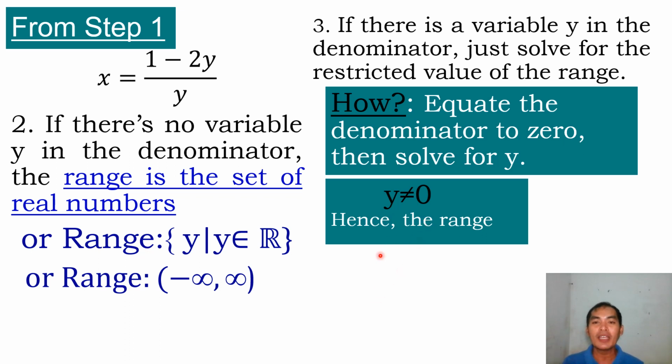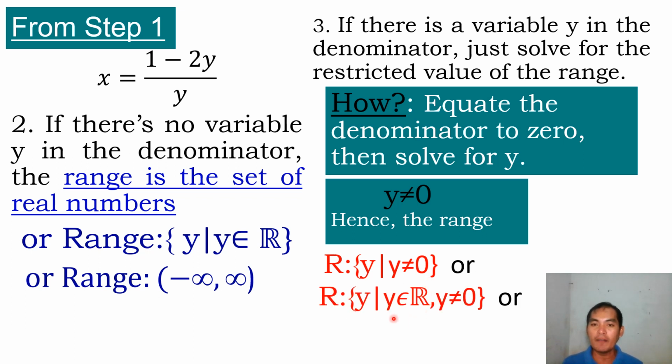So therefore, when you write the range in the given function or equation, we have the range, the set of all y such that y is not equal to 0 by set builder notation, or you can express it like this: y is an element of R when y is not equal to 0. Or by interval notation, from negative infinity to 0, union 0 to positive infinity.